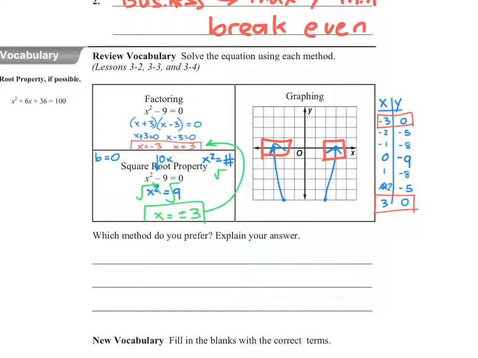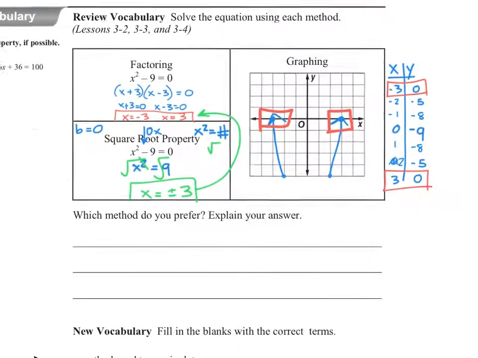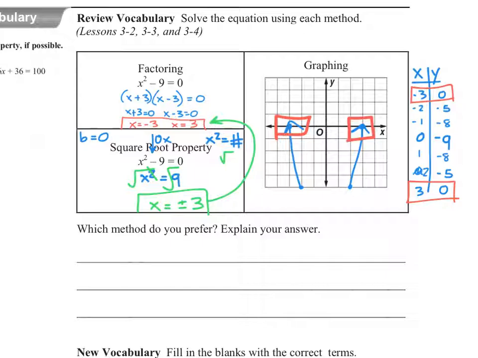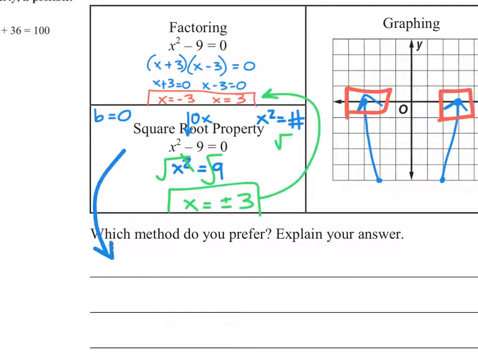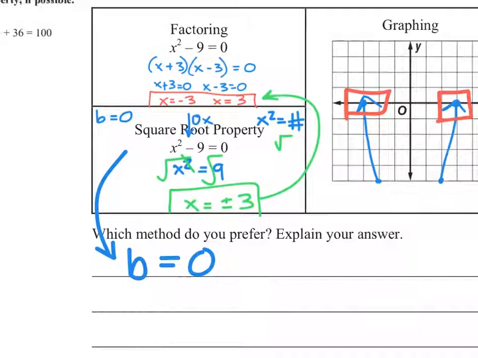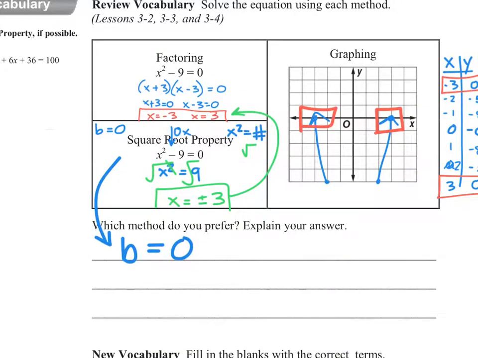Right? So you might be wondering, why do we need a new one? Well, in terms of which one we prefer, some people like factoring. Now, people typically like the square root method best because it's easy. You're just solving an equation. However, do keep in mind you can only use it when b is equal to 0. And a lot of times b isn't equal to 0.